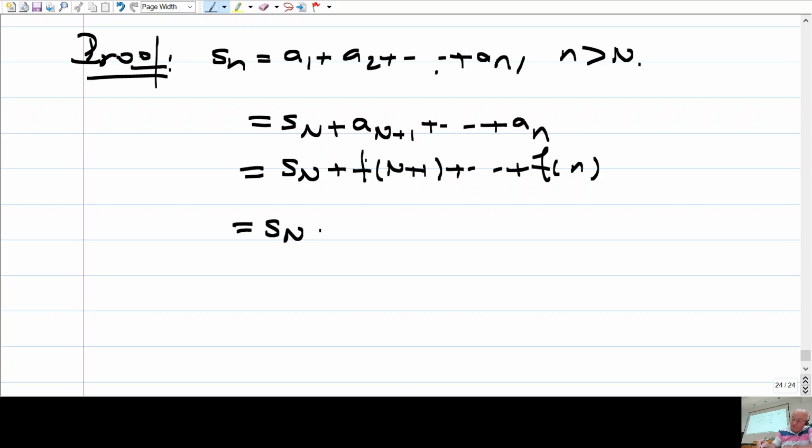This is S_N plus the sum of the areas of rectangles, shaded.